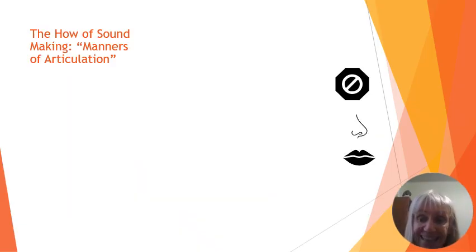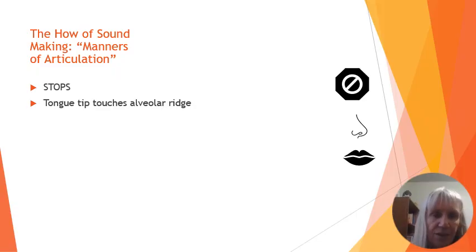So let's look at the how of sound, or the manners of articulation, first. So you see a stop sign, a nose, and a mouth there for a reason, to help you remember something called stops. Now stops, of course, is stop, right? Stop. The tongue tip is touching the alveolar ridge in this mode of articulation, meaning the alveolar ridge is that bump right behind your teeth.